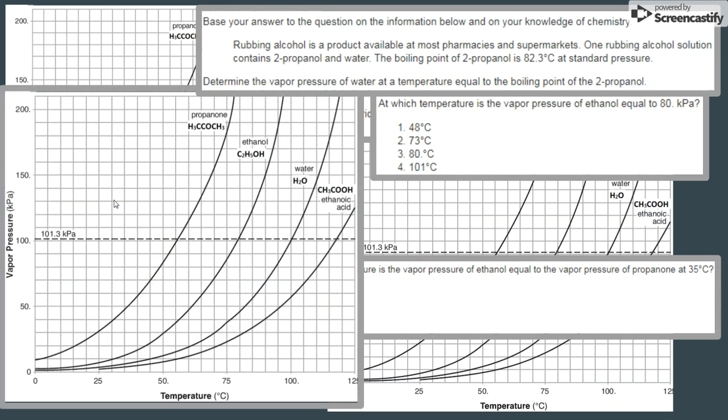Okay, look at this problem. Base your answer to the question on the information below and on your knowledge of chemistry. Rubbing alcohol is a product available at most pharmacies and supermarkets. One rubbing alcohol solution contains 2-propanol and water. The boiling point of 2-propanol is 82.3 degrees Celsius at standard pressure. Determine the vapor pressure of water at a temperature equal to the boiling point of 2-propanol. So we're going to need to use information from the text in order to answer this problem. Look at the graph, look at Table H, and see if you can figure it out.